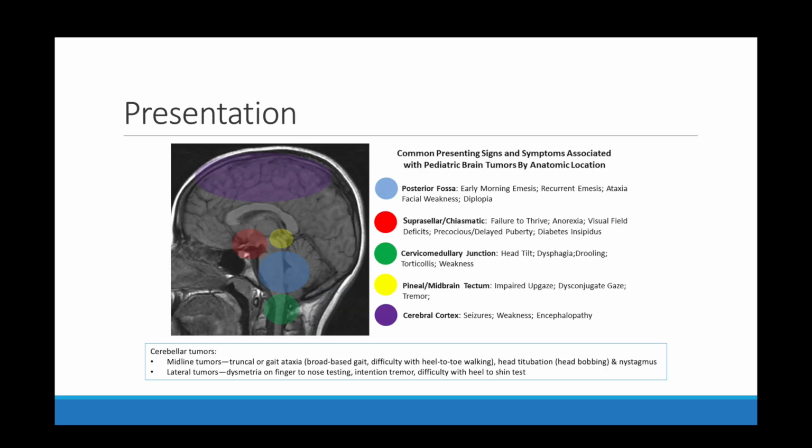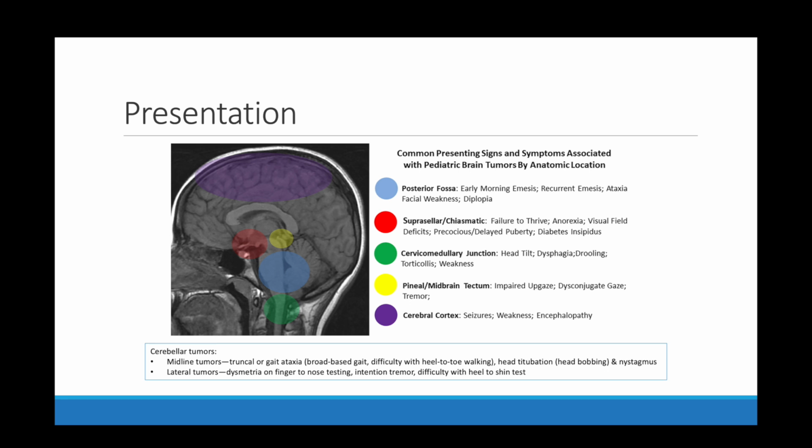The presentation, of course, depends on the anatomic location of the tumor. So posterior fossa tumors, which are probably the most common, tend to present with symptoms such as early morning emesis, recurrent emesis, ataxia, facial weakness, diplopia. Suprasellar or chiasmatic tumors, so think something like a craniopharyngioma, can present with failure to thrive, anorexia, visual field deficits because the optic chiasm is just superior to that area, precocious puberty or delayed puberty, as well as diabetes insipidus.